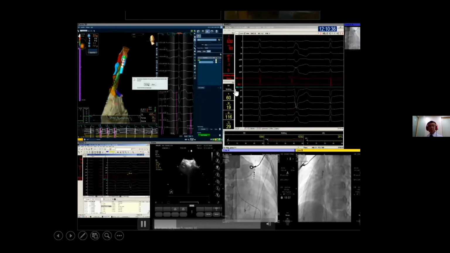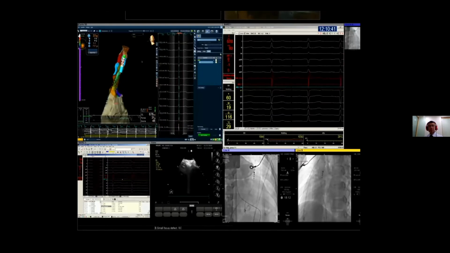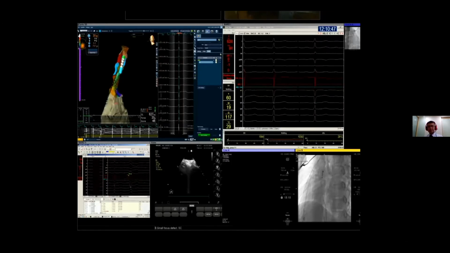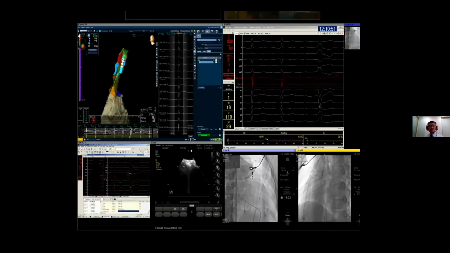But we try energy around 25 watts for ablation because if we titrate up the energy, the patient will complain of pain because she is relatively young. So after giving the energy, the PVC gradually disappeared.